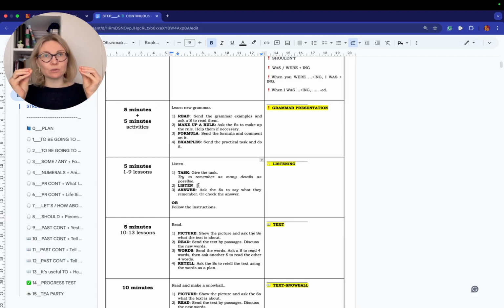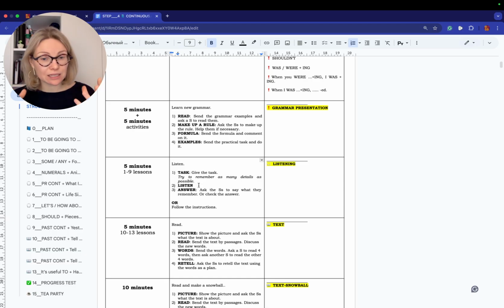First time you listen and ask what do you remember. After that, you listen one more time, you change the speed, so if it's very quick, and then ask what do you remember. One more time you listen, and already it's easier for the students. After that, ask the students to say what they remember, or check the answer, or follow the instruction. It depends. This is about listening.